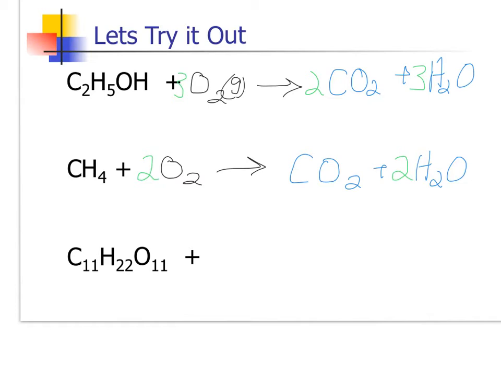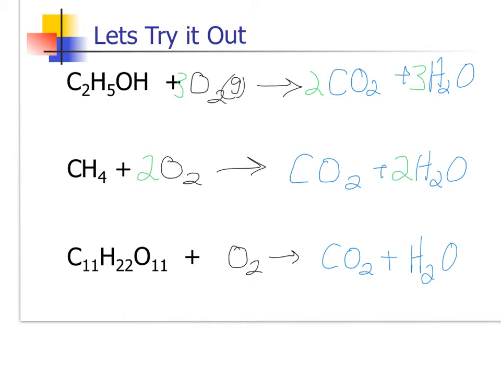The next one, I have a much more complex carbon-containing organic compound, and I will put my oxygen, because if I'm going to burn it or completely oxidize it, it needs to be there. My products are always, again, going to be carbon dioxide and water.